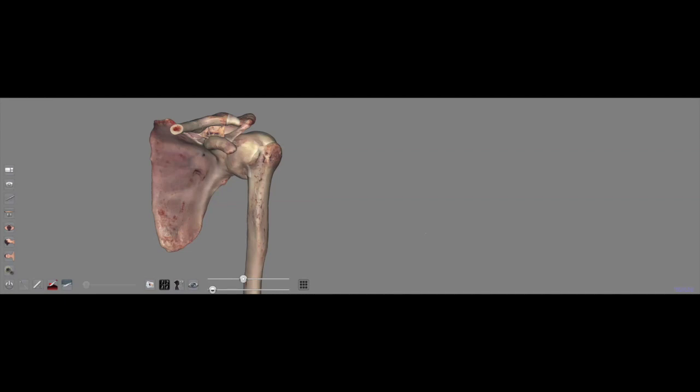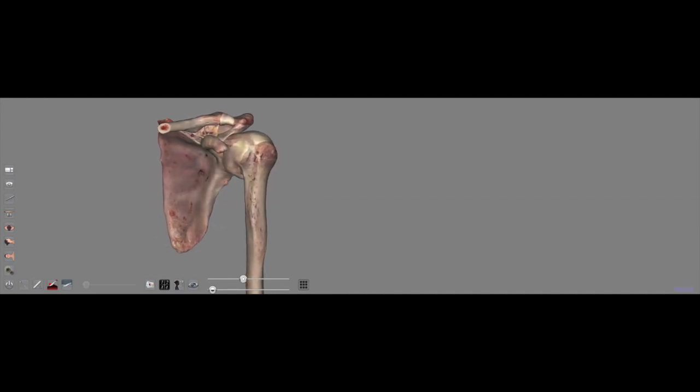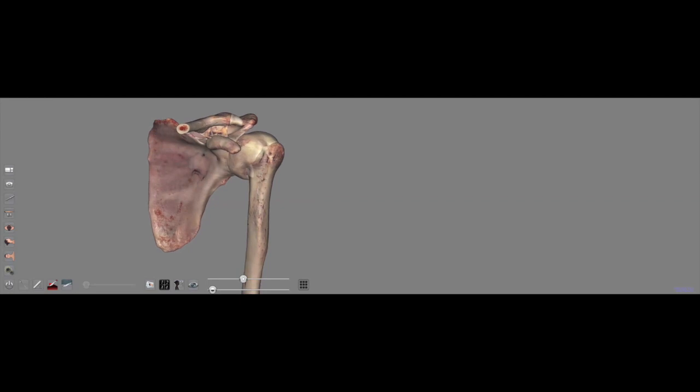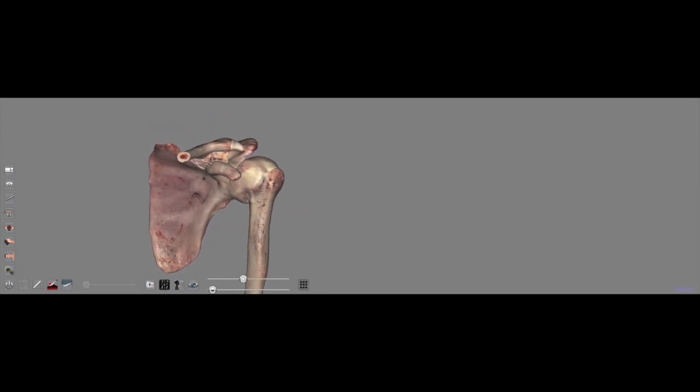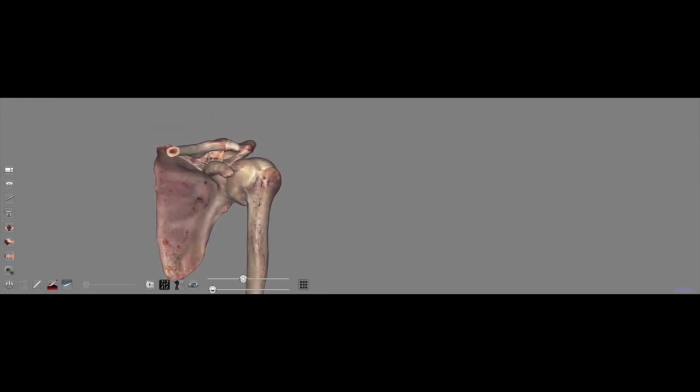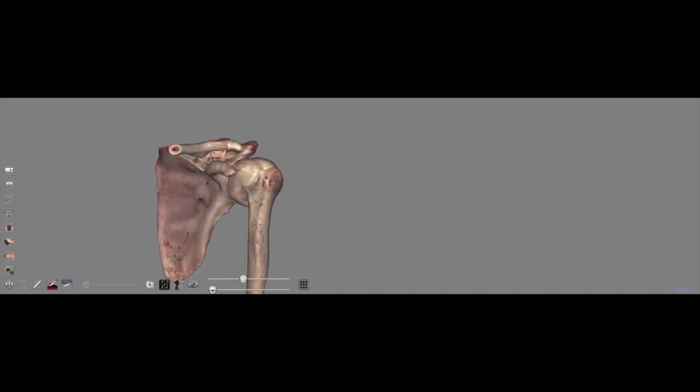So if we bring in the scapula as well as the humerus, you can see here on this lateral end of the clavicle that conoid tubercle in a little bit more detail here on the inferior and posterior aspects of the lateral or acromial end of the clavicle. So this is obviously a left shoulder.